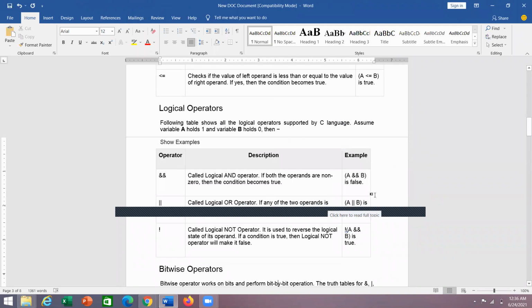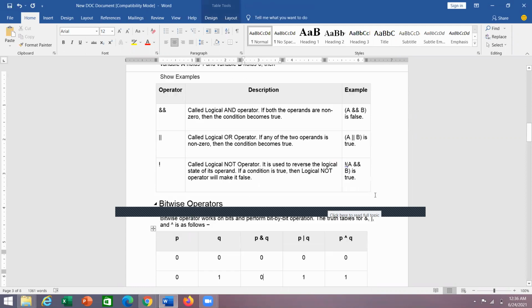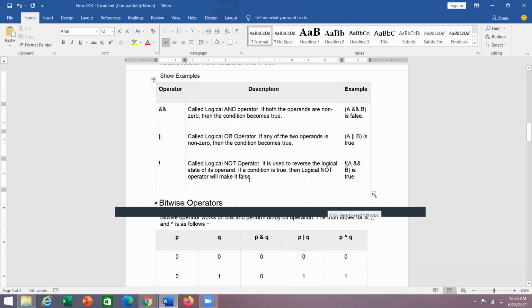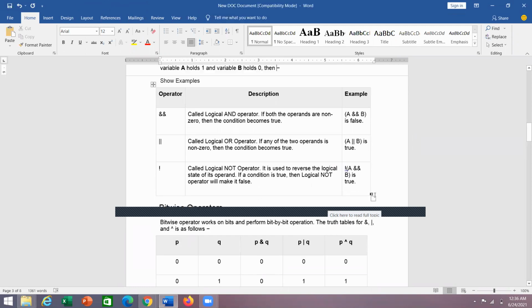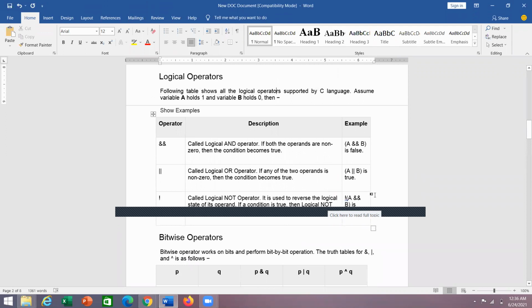The relational operator can also be called a comparison operator. Why? Because we have to compare both operands. Next one is the logical operator. Logical operators are AND, OR, NOT. These are the logical operators.